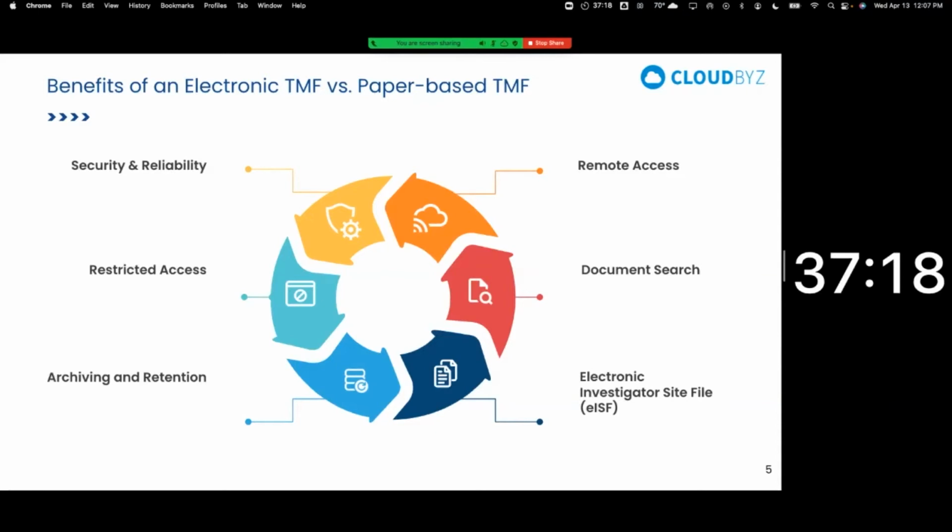The next feature is remote access. Traditionally, a paper TMF could only be accessed at one physical location. Documents were collected from all the sites by CRAs and then filed at one central location. With remote eTMF, you have access from virtually anywhere, and the amount of time and effort that is saved is massive with electronic TMFs. And the next is restricted access.